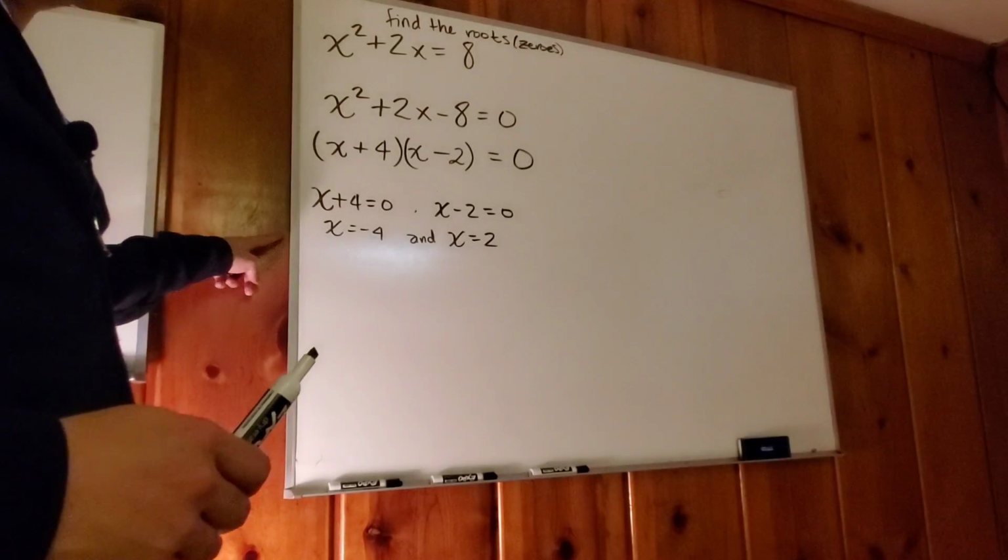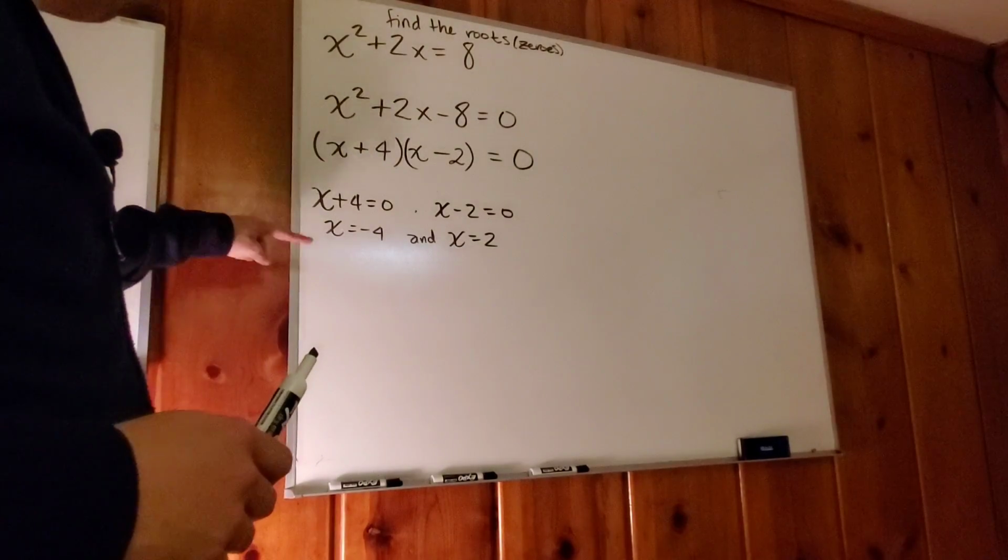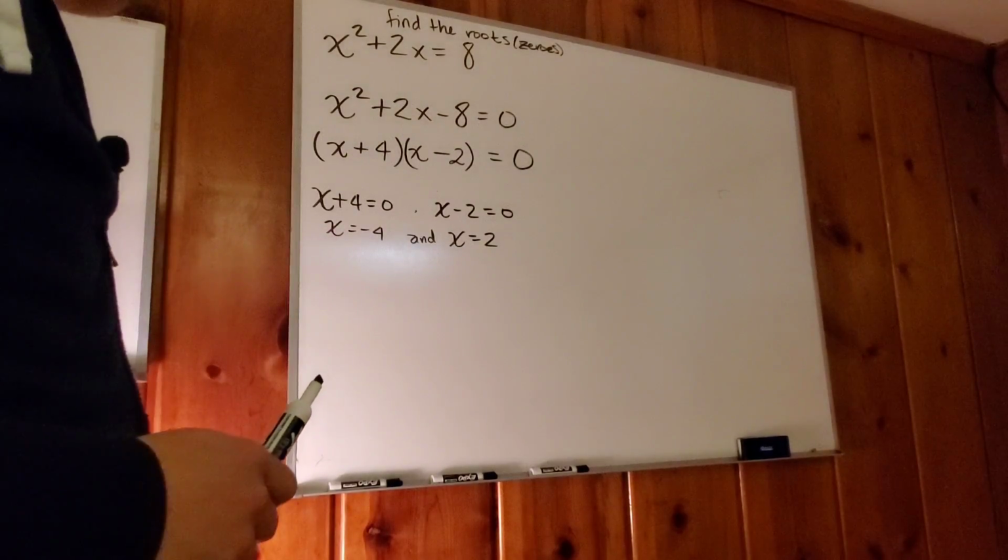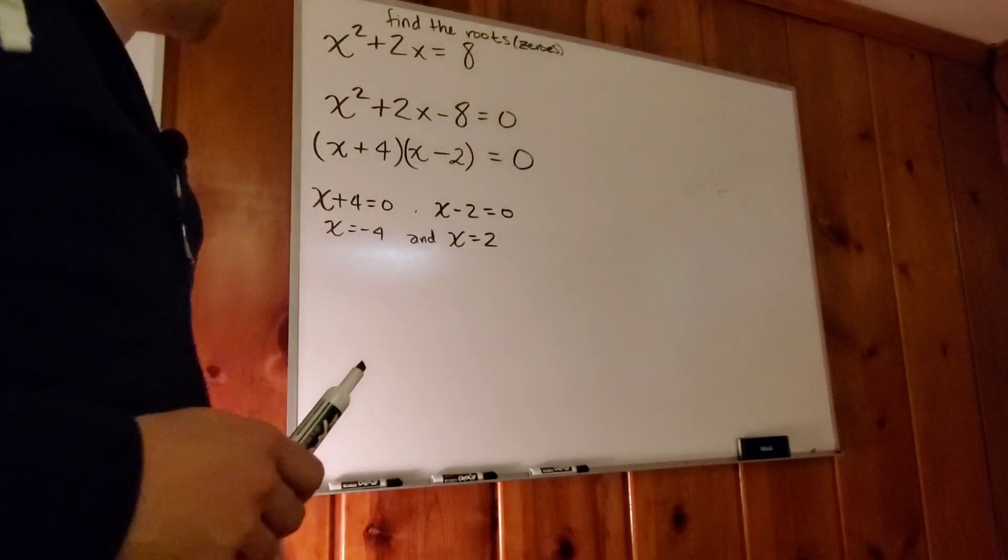Well, I realize that some of you can't see the negative 4, so I'm just going to make a quick shot just showing you that it is negative 4. And so it'd be x equals negative 4 and x equals 2.